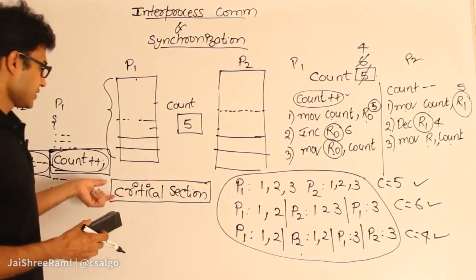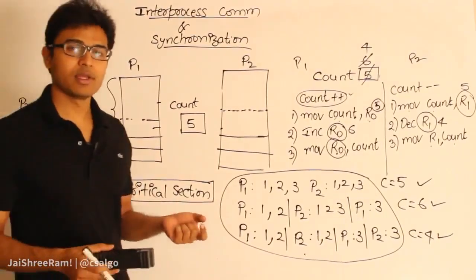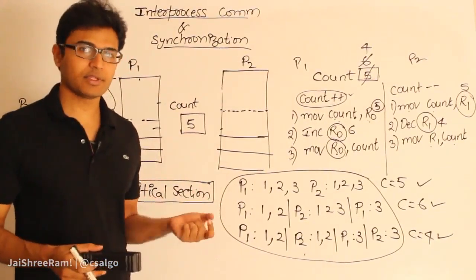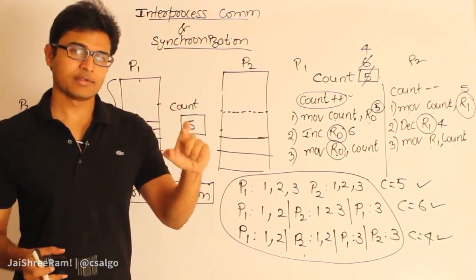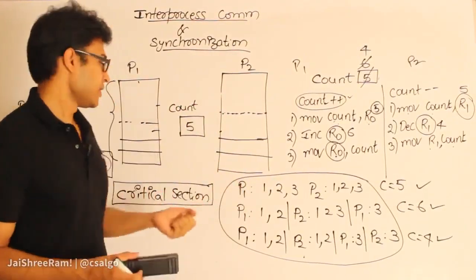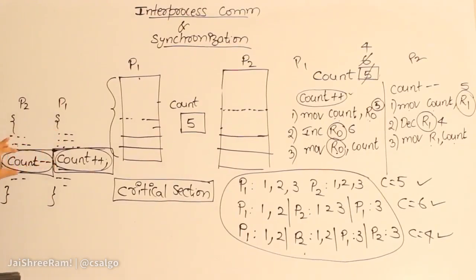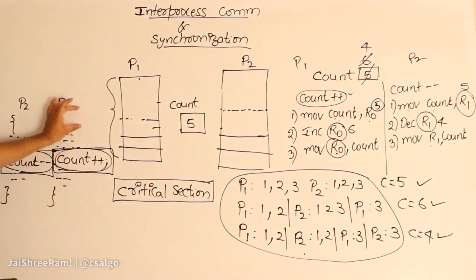Now what I am saying is the part of the code inside the process which will access the shared memory is called as critical section. Critical section means that part of the code is actually accessing something common. Either it is a common resource or a common memory. For example, in these two programs, the common resource is count variable, and this is the part of the code which is using the count variable in these two parts. Therefore, this is the critical section in P1 and this is the critical section in P2, right?